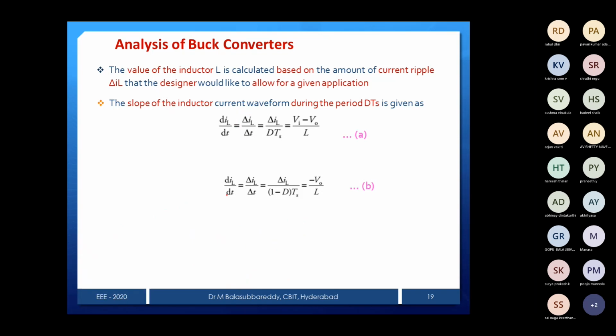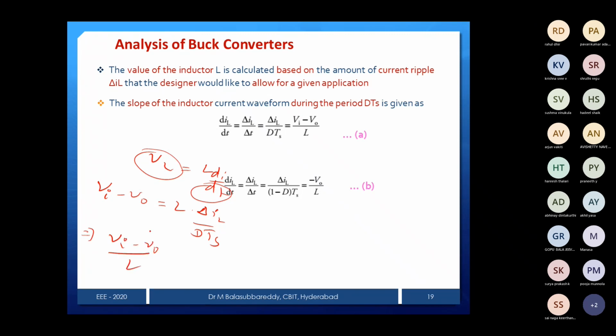Voltage across the inductor, VL, is equal to L di by dt. Everybody knows this formula. What is the voltage across the inductor when the switch is on? V input minus V output, that is L times di, I can write delta IL by dt. Dt means time duration, that is dTs, the T on period. Therefore I can simplify this: Vi minus V out by L is equal to delta IL by dTs. That is one.